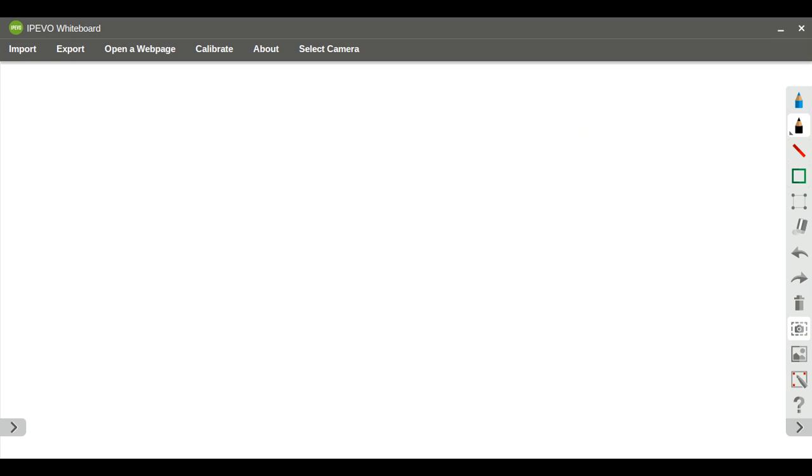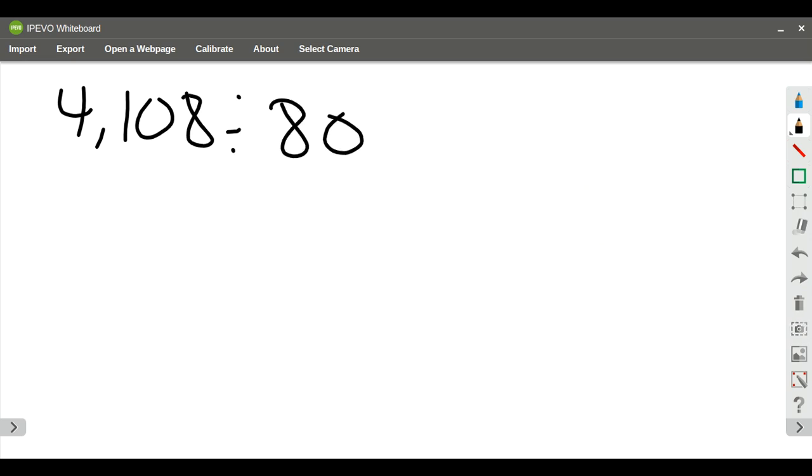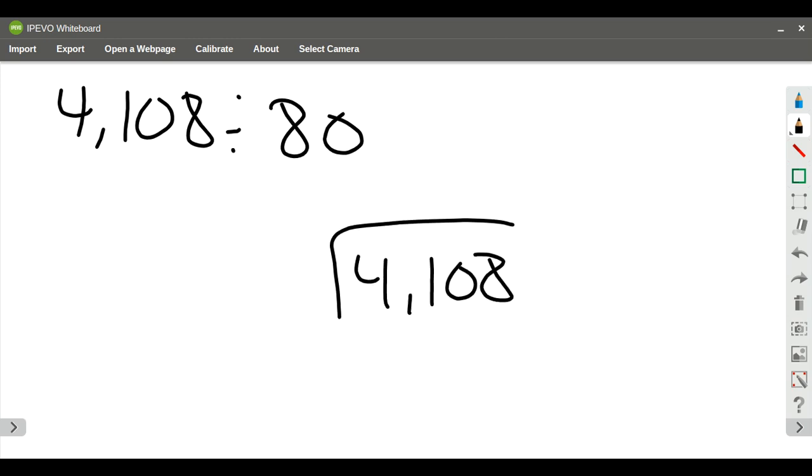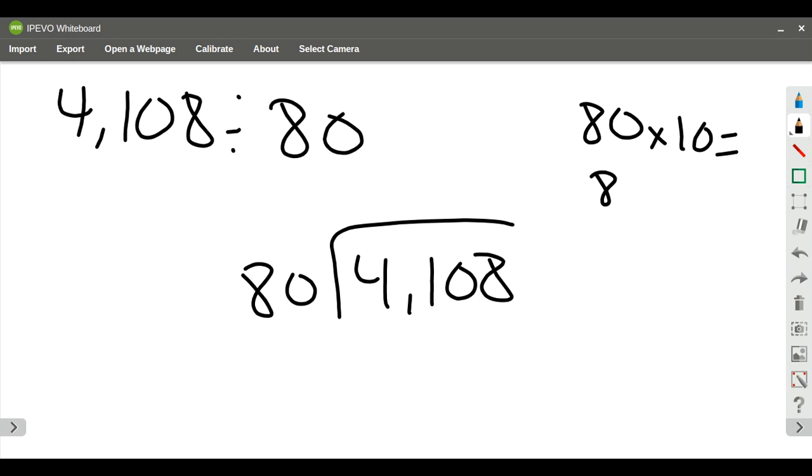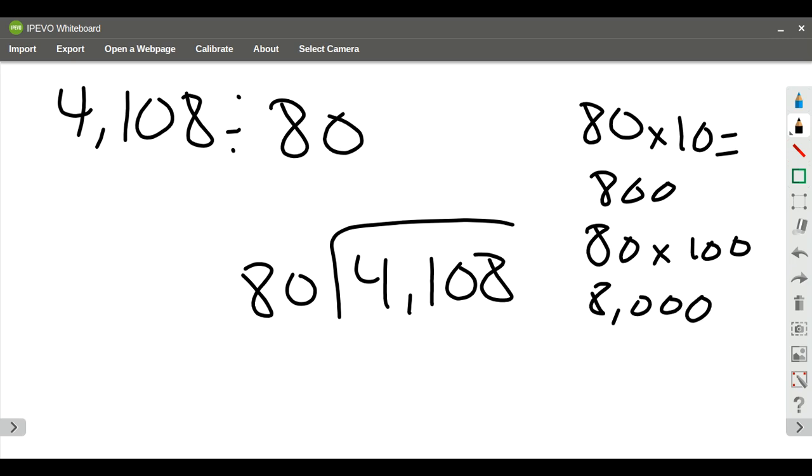So my next example that I'm going to do is 4,108 divided by 80. Okay, so I'm going to set it up into the box because I like to have that box as the visual representation so I can see it, so I can use my place value to help me with that. But I'm going to do 80 times 10, which is going to give me 800. 80 times 100 is going to give me 8,000. And 80 times 1,000 is going to give me 80,000.